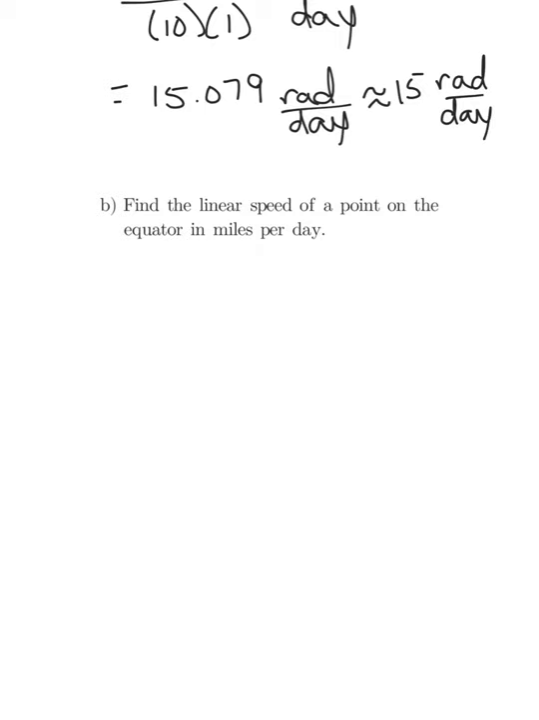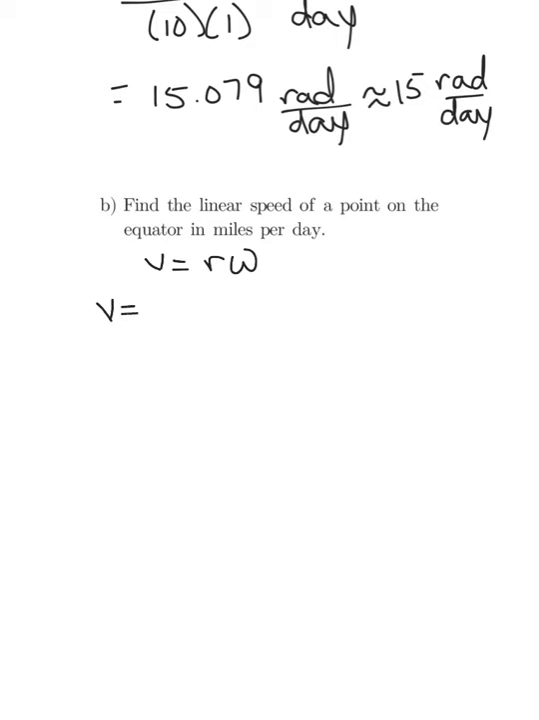Question B asks us to find the linear speed of a point on the equator in miles per day. So we're being asked to find linear speed, which is v, and if you think back to our given information, we had an R. So what that means is that we are going to go back to this v equals r omega.